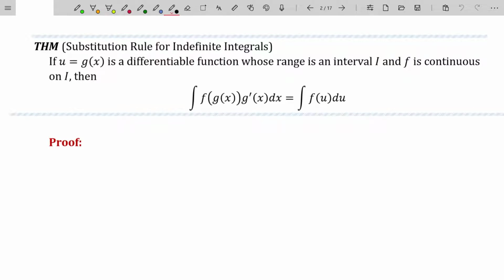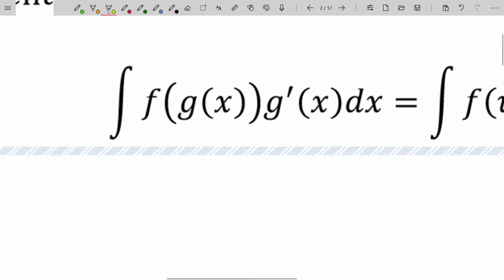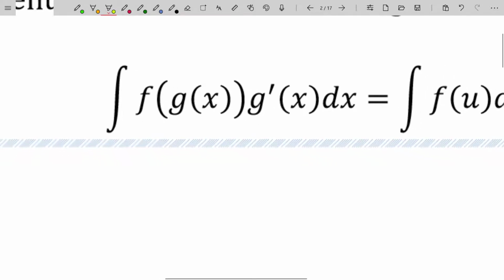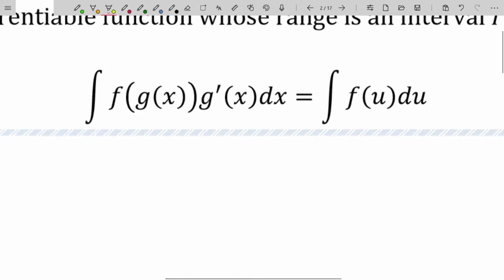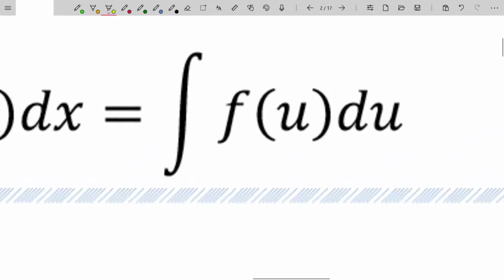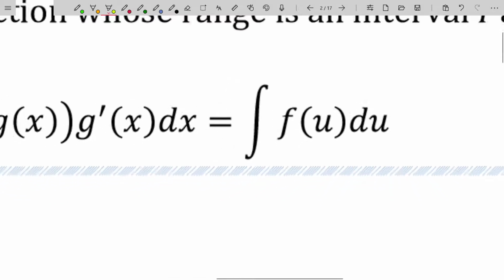If u equals g of x is a differentiable function, because you need to take its derivative. You actually see right here that we took the derivative of some g, so g has to be differentiable, okay? Whose range is an interval I, and f is continuous on that interval I, then the integral of f of a function times g prime, in other words, that function's derivative, dx, can be replaced by the integral of f evaluated at u times du.